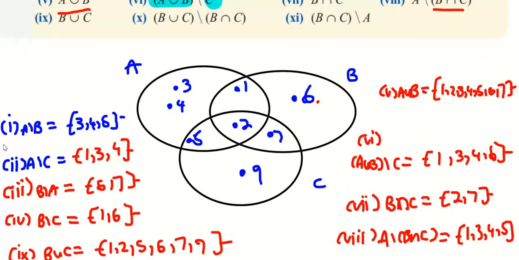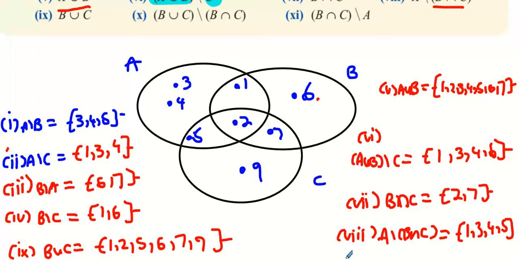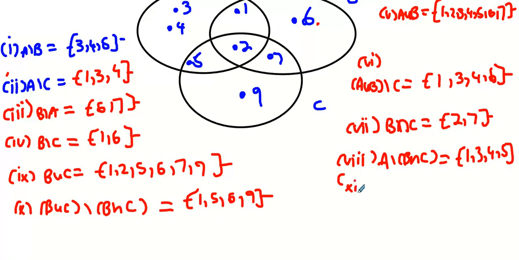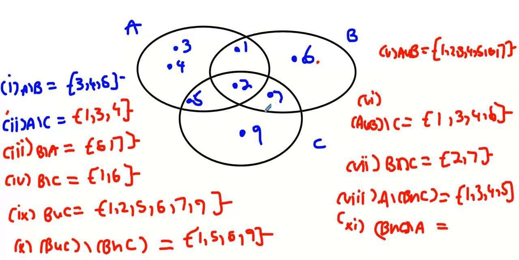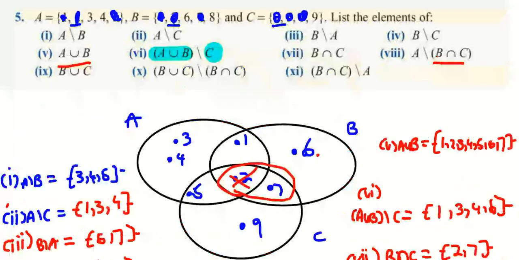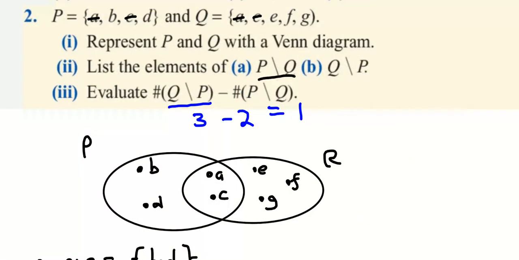Next question, B intersection C less A. This is part 11. B intersection C, but not in A. Okay. B intersection C is this part here, but you're not allowed inside of A, so that means you're not allowed 2. So the answer is simply 7. And you're done. Okay guys, that's exercise 10.6, 1, 2, 3, 4, 5, I believe.